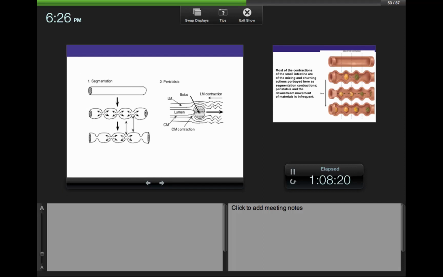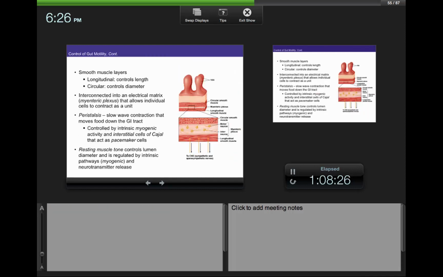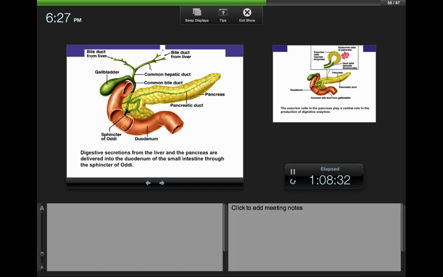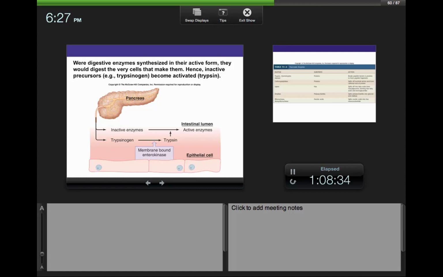Okay, so here we go. Here's where I do want you guys to know segmentation, peristalsis, and then migrating myoelectric complex. Then I think what's important is how these enzymes are digested, okay? So now we're kind of picking up where the pancreas left off.